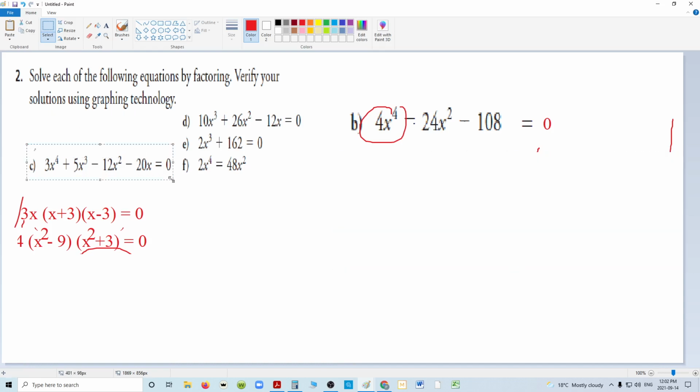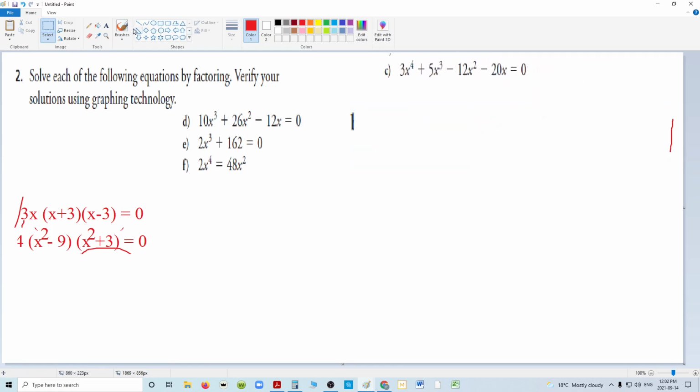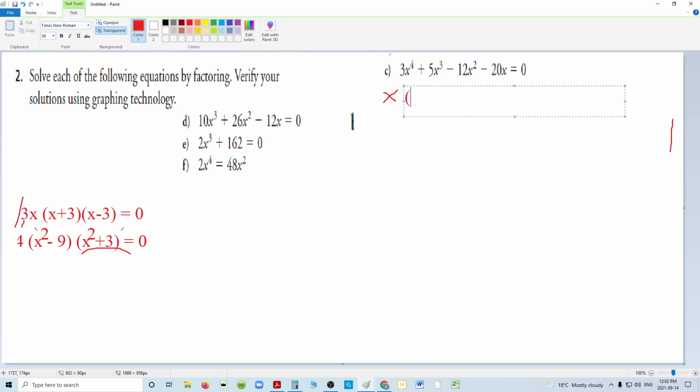Now this one, you have to do synthetic division unless there's a grouping pattern. So I can say 3, 5, yeah, I can see a pattern there. So if I take x out of all of them, I'm left with 3x cubed plus 5x squared minus 12x minus 20, correct? Is equal to 0.